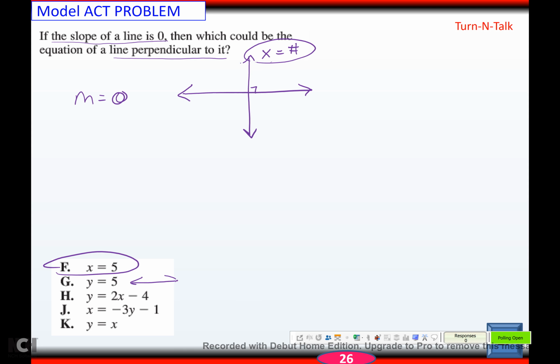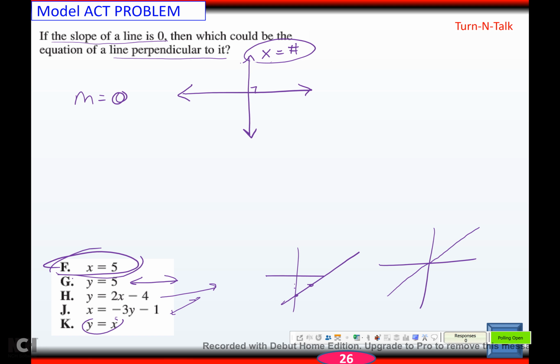This would be a horizontal line. This would be start at -4, go up to over 1. This would look like that. This one I'd have to get y alone, but it's going to be a slanted line. And this is the identity function, which is right through the center. So the only one that's an equation of a vertical line that would be perpendicular to a horizontal line is x equals 5. Okay?